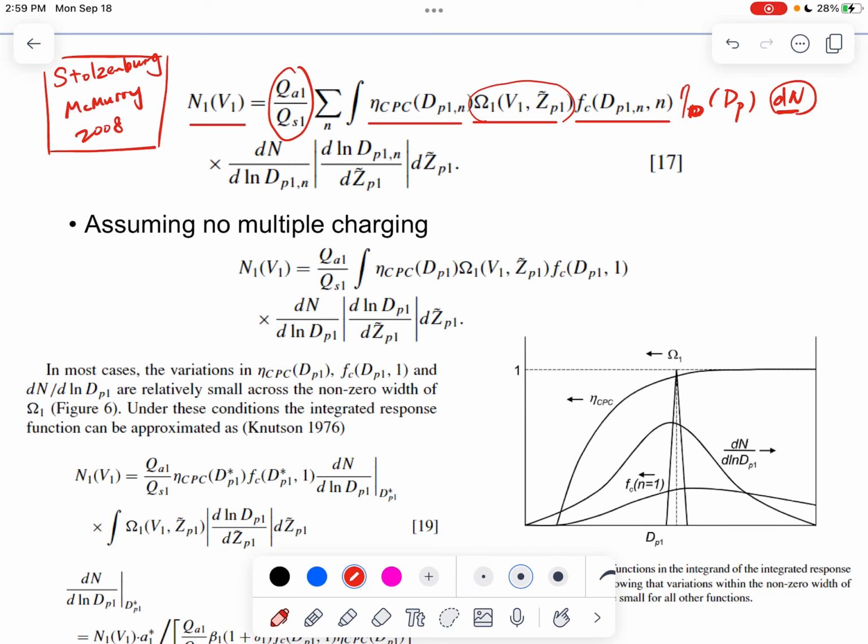Okay, so further you could make some derivations: you multiply d log dp on both the numerator and denominator, and then you multiply this term here. So basically you're converting the integration of the particle concentration, or the size distribution, to the integration of the particle electrical mobility. And this term looks kind of familiar, right? This is the size distribution you're asking for.